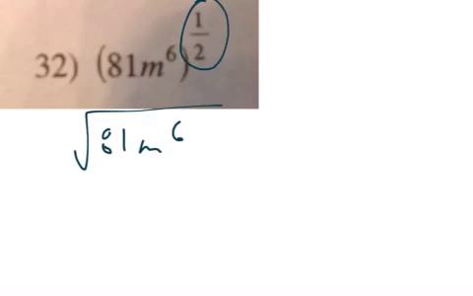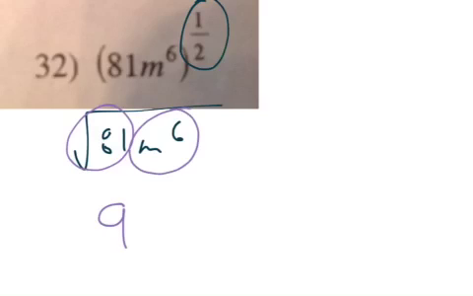Okay, next problem. This was problem 32, obviously. Again, what do we have here? We have 81m to the 6th, and that 1/2 power means we're going to take a square root, right? A square root, same thing as the 1/2 power. Well, what is the square root of 81? Isn't that just simply 9?